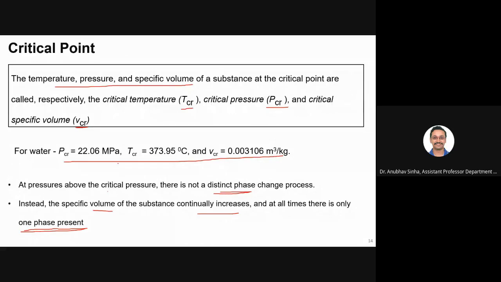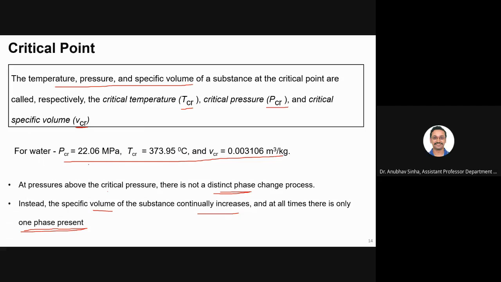Sir, for above critical pressure, the pressure is very, very high, so it would remain in the liquid state. Then how could it be converted to gas? I don't understand how there would be no difference between gas and liquid.